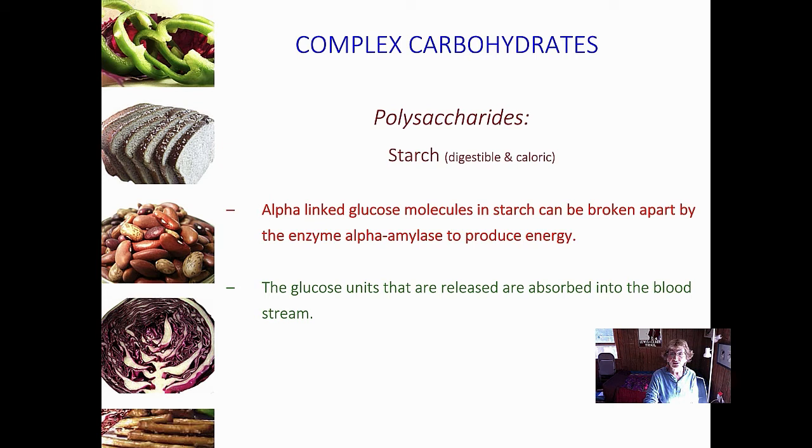Complex carbohydrates include polysaccharides such as starch, which are alpha-linked glucose molecules that are linked together and can be broken apart during digestion by an enzyme, alpha amylase. You don't need to know that now, but those molecules are broken apart and release energy. That's why starch is digestible and provides calories. These glucose molecules are then released and absorbed into the bloodstream, and that's why glucose is also known as blood sugar.